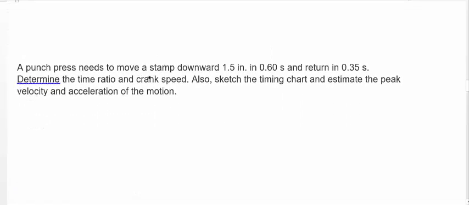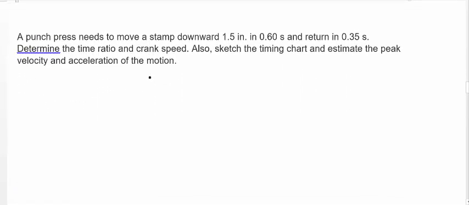Alright, next up we'll do some timing charts. And let's go ahead and get started for that. So we have a punch press. There's only one thing to worry about here. It's a punch press moving downwards a certain amount of distance, 1.5 in 0.6 seconds. Returns in 0.35 seconds. Determine the time ratio and crank speed. And then it wants us to sketch the timing chart and estimate the peak velocity and acceleration of the motion.